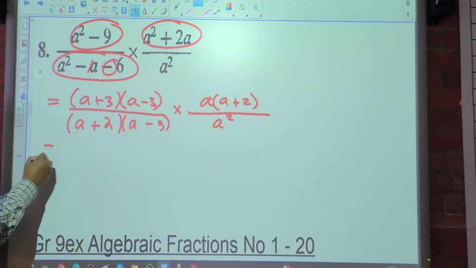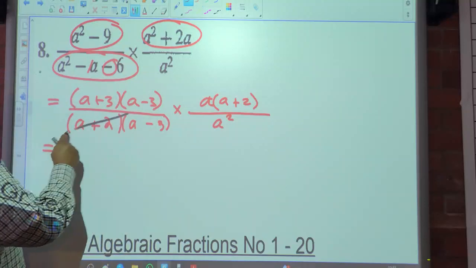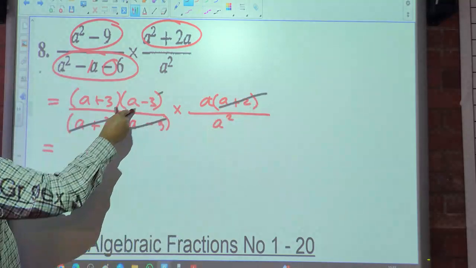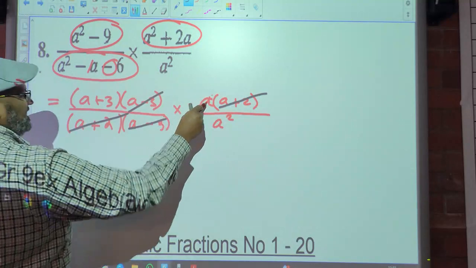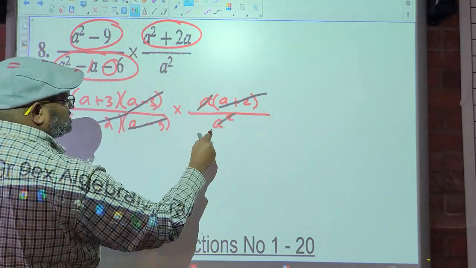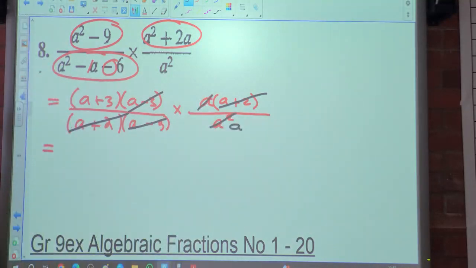So what can happen now? Cancel, not so. A plus 2 cancels a plus 2, a minus 3 cancels a minus 3. A goes into a once, a goes into a squared, a times. Or I could have just pulled a line through the 2. Or you could have said a over a squared is a.